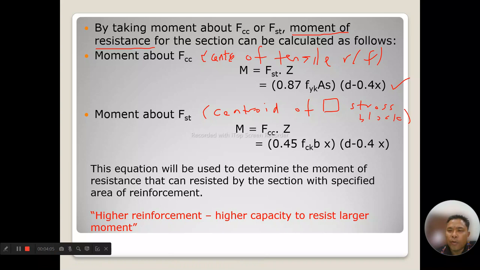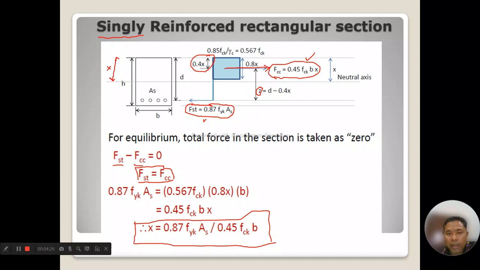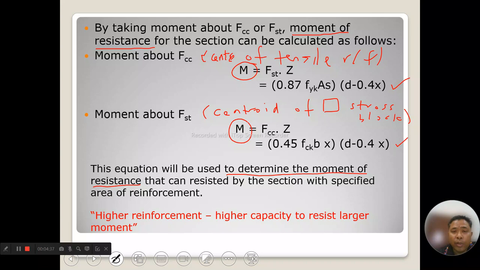Remember that this M here we call the moment of resistance. The moment of resistance is a very common question in your test and also final exam. So please remember how to develop this, starting from this diagram with the corresponding labels and equations, and after that proceed with the approach, either by taking moments about the center of reinforcement, where you get this equation, or by taking the moment at the centroid of the rectangular stress block, and you get this equation.